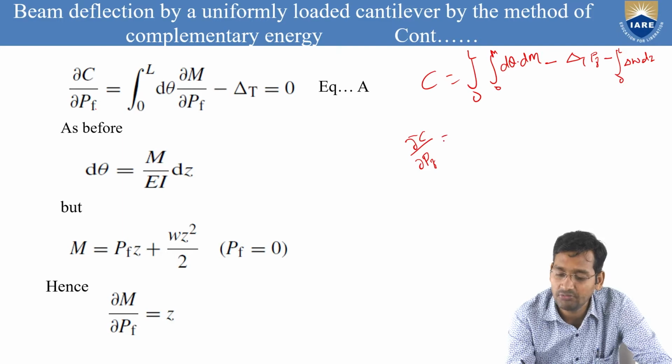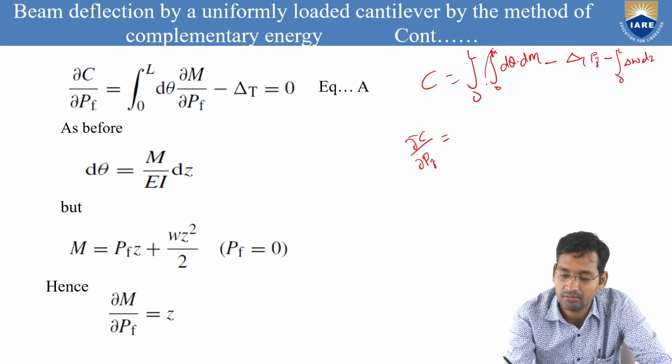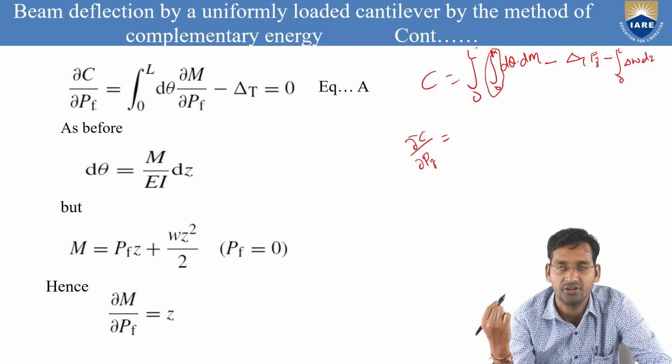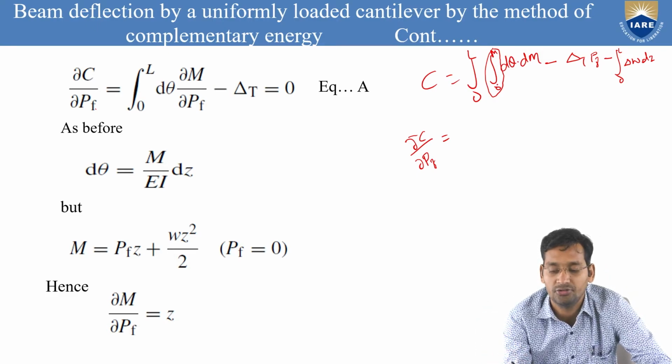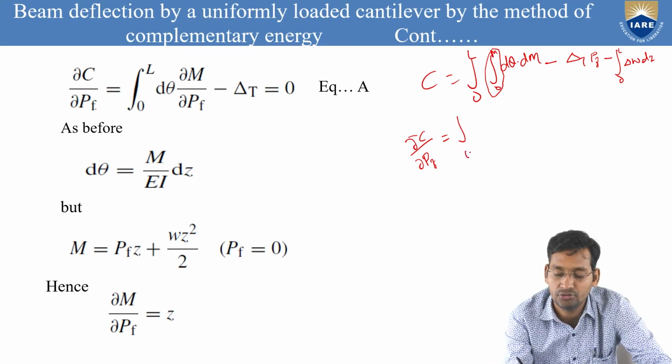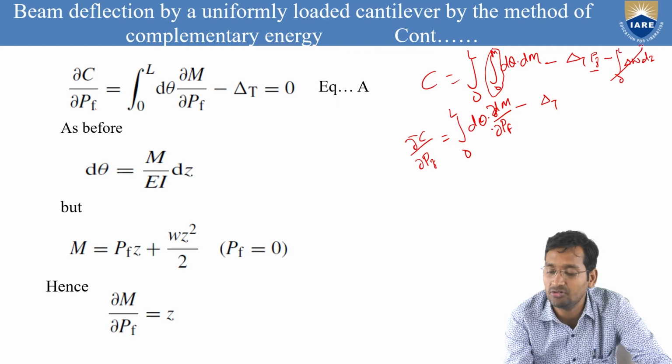Okay, now what will this give? This differentiation will get cancelled after differentiating. Differentiation and integration are reciprocal, so this will get cancelled. What we will get is the integral from 0 to L of dθ ∂M/∂PF, minus, here PF becomes 1, so ΔT. What about this one? This is constant, there is no PF, so this will be 0. So for this we can write 0, right? So this is our differentiation.